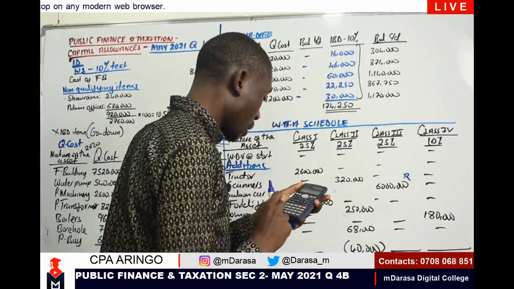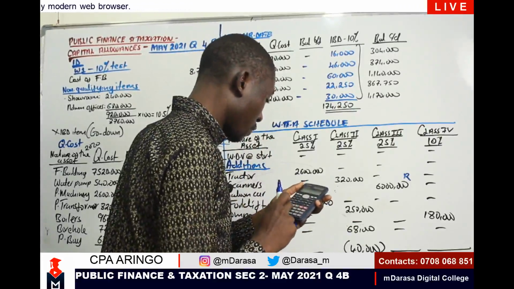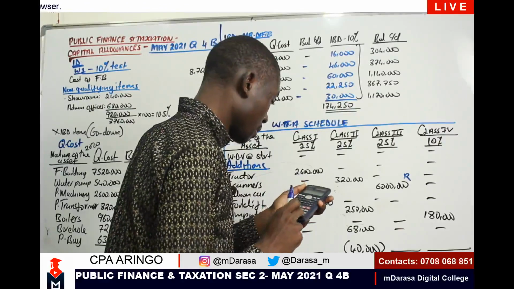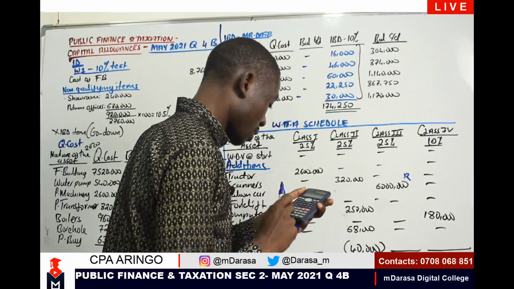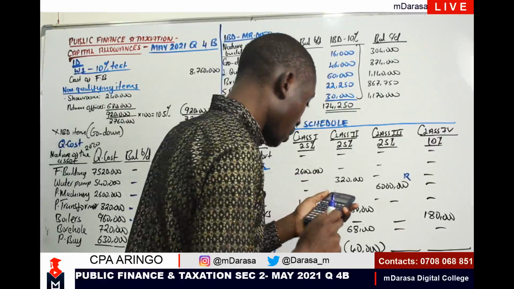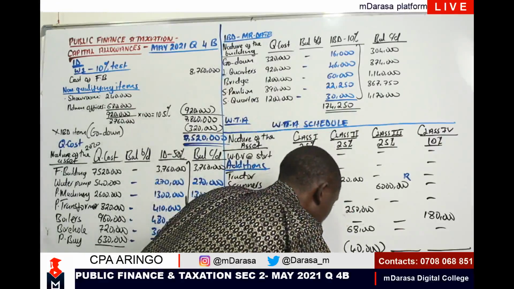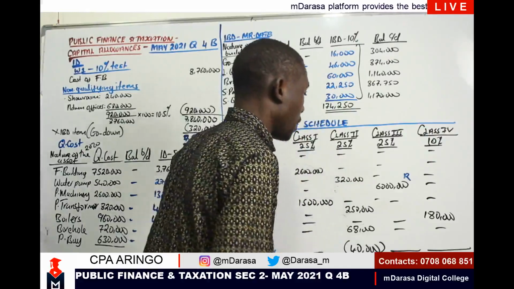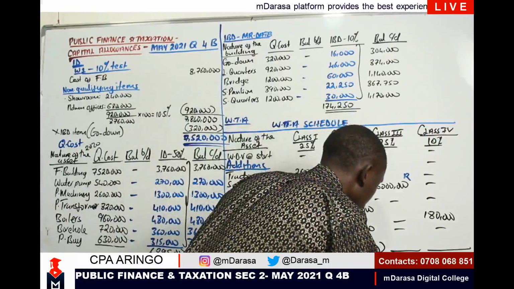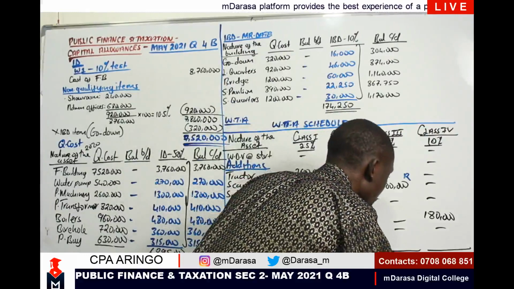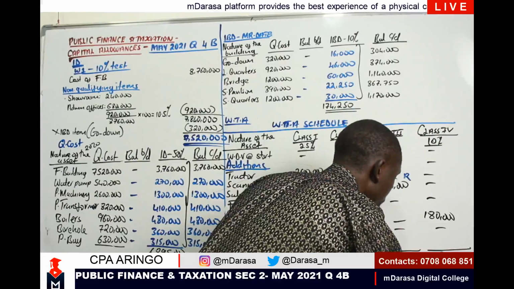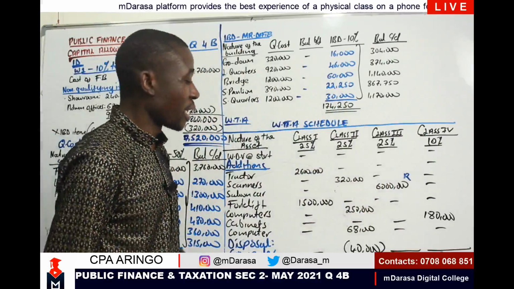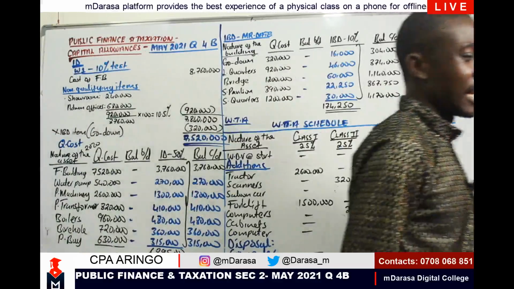4.1, 320,000 plus 250,000 plus 68,000 minus 40,000 to give me 598,000. Then we have 6 million here. Then we have 180,000.